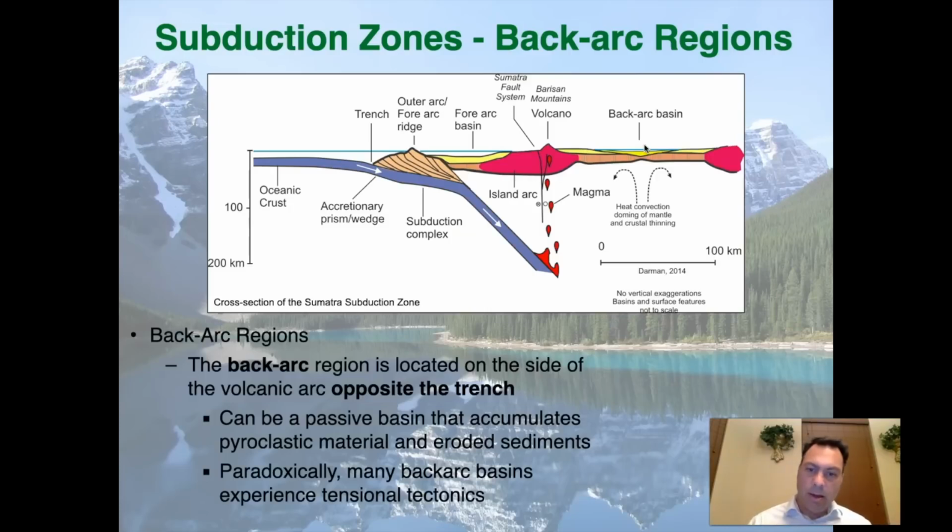But paradoxically, we've discovered that many back arc basins experience tensional tectonics. If you remember, tensional means extension, pulling apart, right? That's a little strange considering the fact that right over here, we see a huge amount of compression. These are thrust faults. This is moving in this direction. This is moving in this direction. So it's kind of a paradox why you would see tensional stress over here. And so we have some ideas about what's going on. We have some parameters, and we want to talk about that really quickly because it does result in some very interesting landforms on planet Earth.